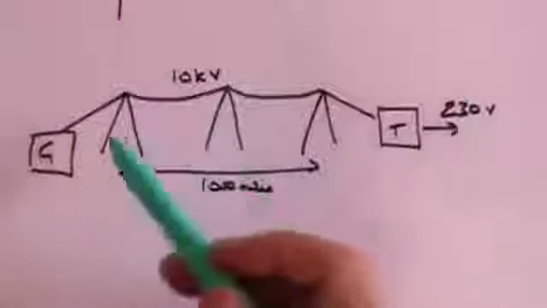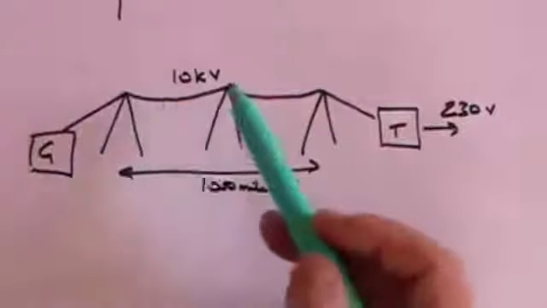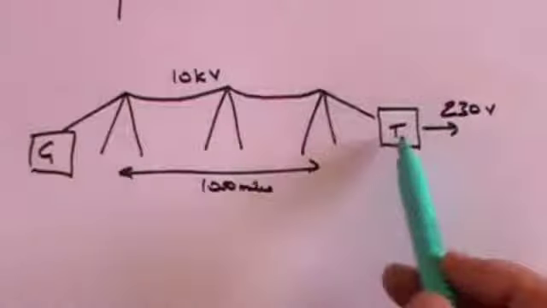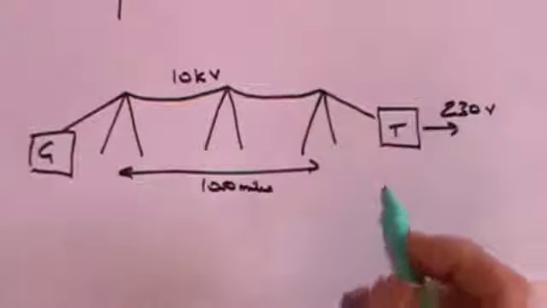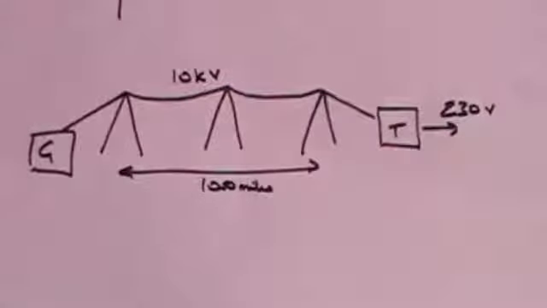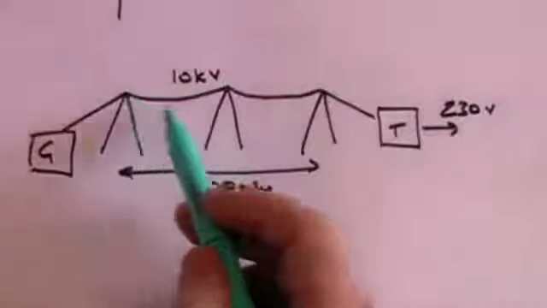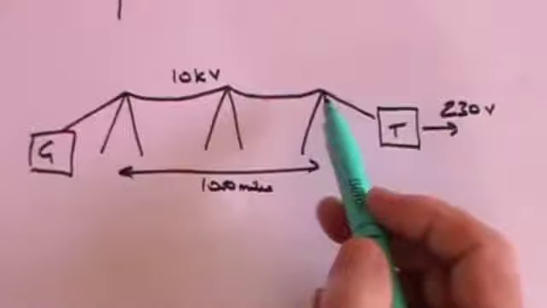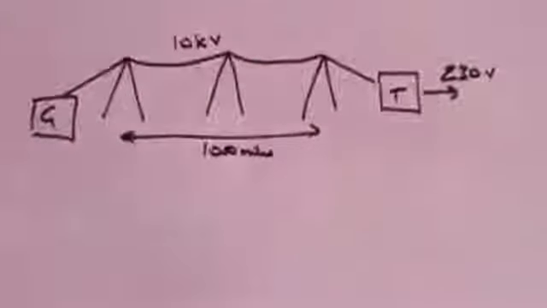Now, why do we bother? Why don't we just send this at 230 volts across the pylons, across the country, and then we don't need to bother about a transformer at this end? And the reason is that you get a very high power loss in the cable if you send it at voltages like 230 volts. And let's see why.